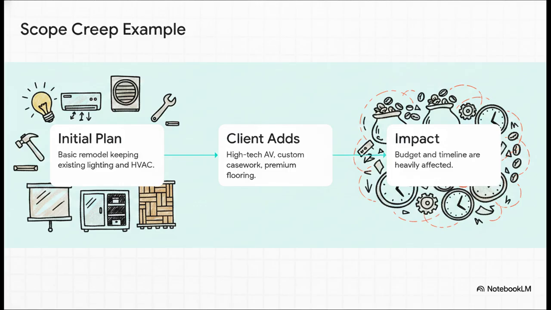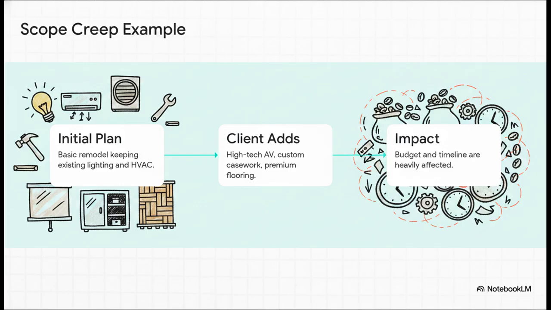They're keeping the existing lighting, the flooring, the HVAC system. The budget is locked in. But then, step 2, bids come in, and the client decides, you know what, we want a high-tech audio-visual system, custom casework, and brand new premium-grade flooring. So step 3, the inevitable happens. The budget and the timeline are both massively impacted.